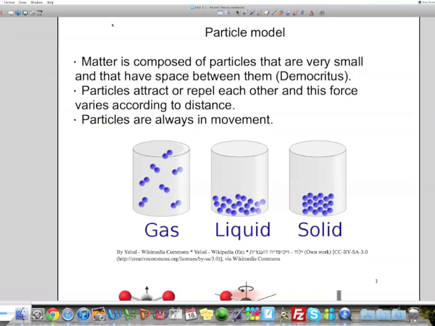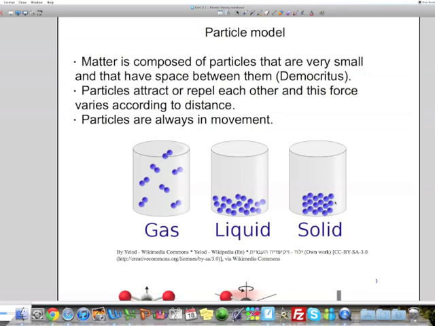So as in atoms, right? Matter is composed of particles that are very small, we know that, and there's space between them. This comes from last year's theory that we covered from Democritus. Particles attract or repel each other, and this force varies according to distance.